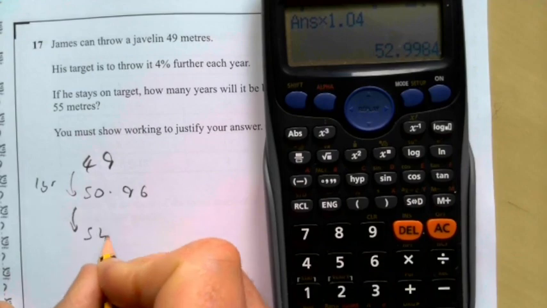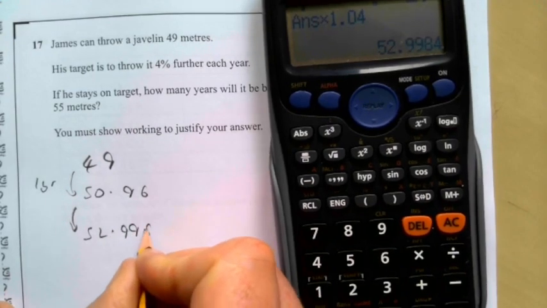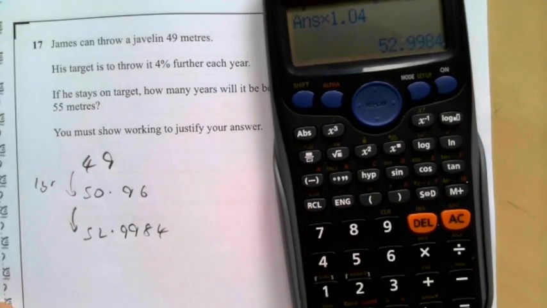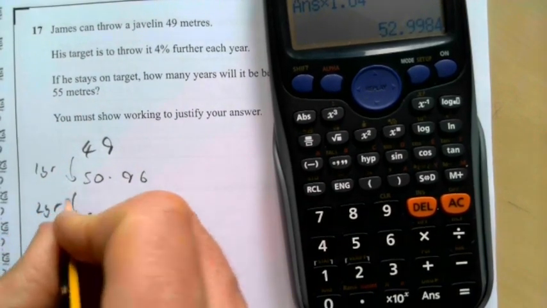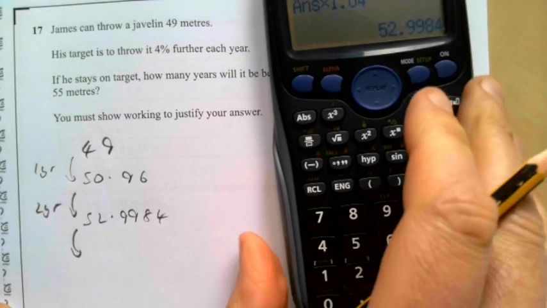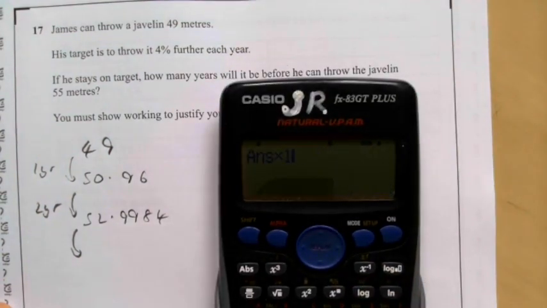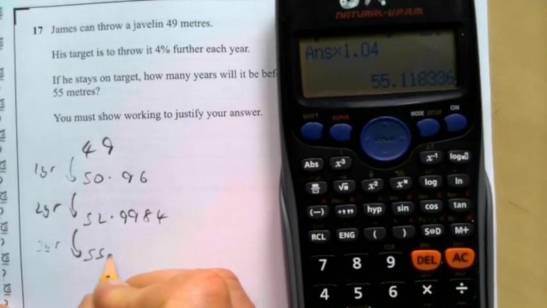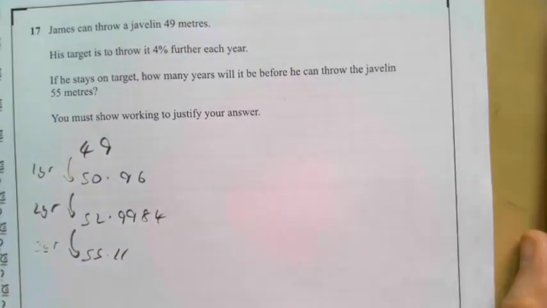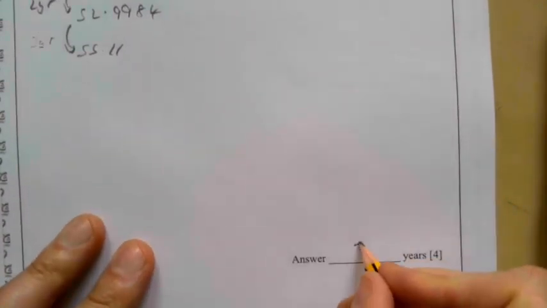After 2 years then, 52.9984. So that'll be 2 years. And again, the other wee trick will work, multiply by 1.04, and I'm at 55.11, so it's 3 years is the answer, 55.11. So my answer then would be 3 years. It's like a compound interest question, really, just kind of hidden.